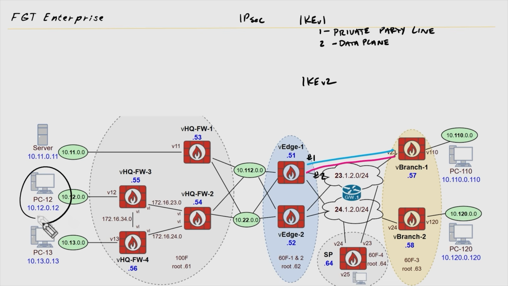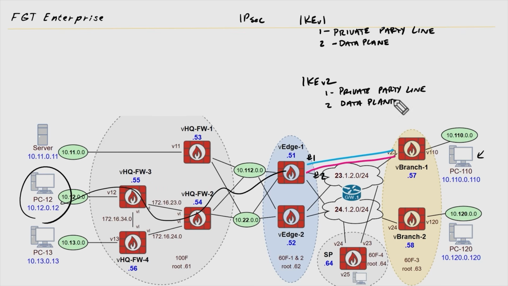So if this user right here is communicating out here with this device out here, that traffic would be routed through the internal network here. At the edge, it would be encrypted, shipped over the second tunnel here. The branch would receive it, decrypt it, then forward it to the final destination. And so that logic is the same with IKE version 1 and also IKE version 2. So we have our first tunnel, that's the private party line, and the second tunnel is the data plane.